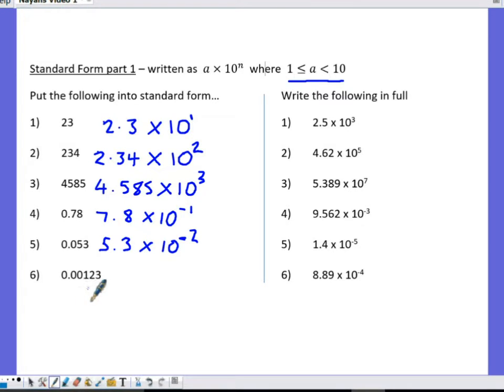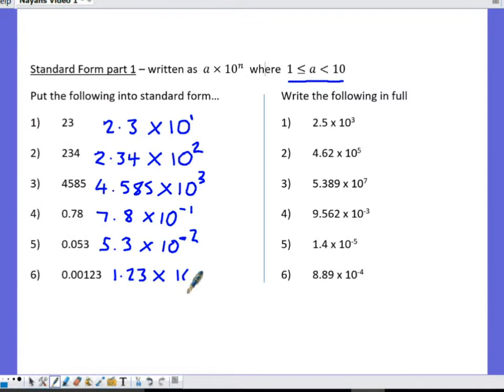Lastly, with example 6, the decimal point would have to go between the 1 and the 2. I'd have to make this number smaller to get it back to the original, and I'd have to move the decimal point 1, 2, 3 places. So that's it written in standard form.